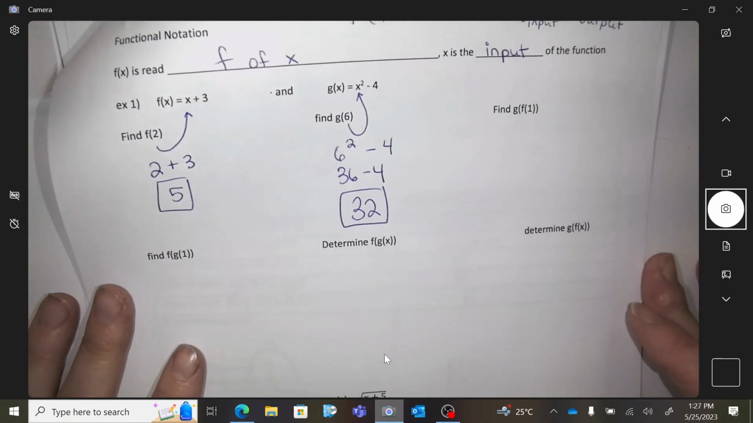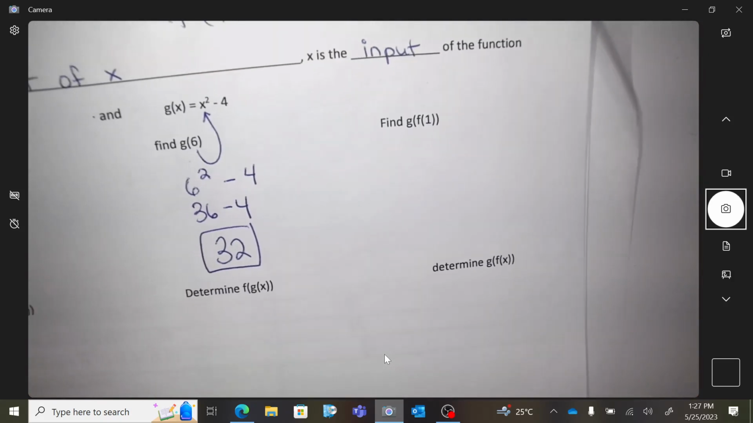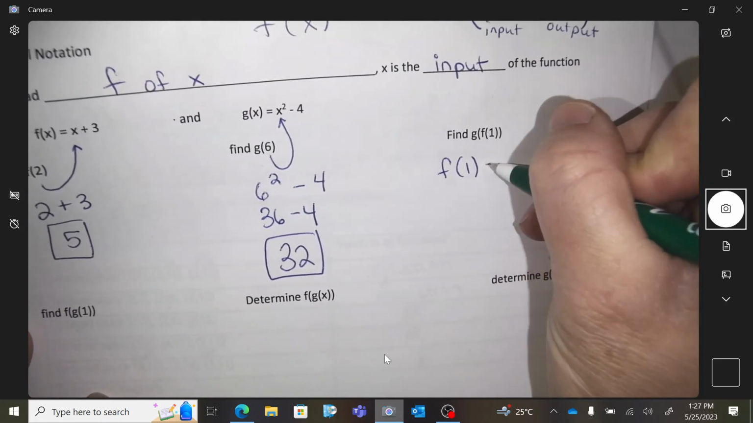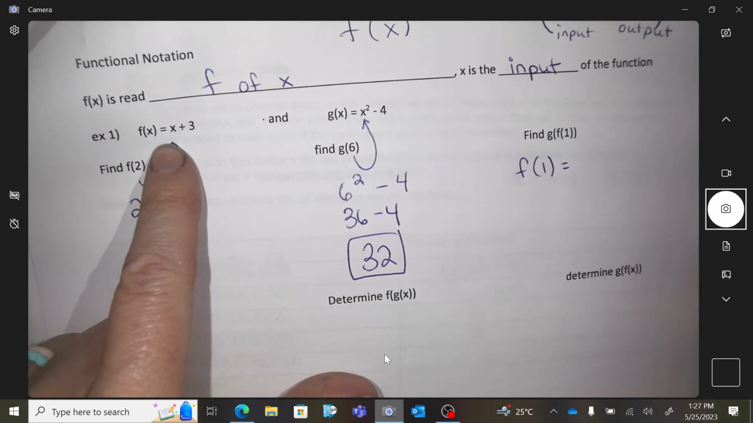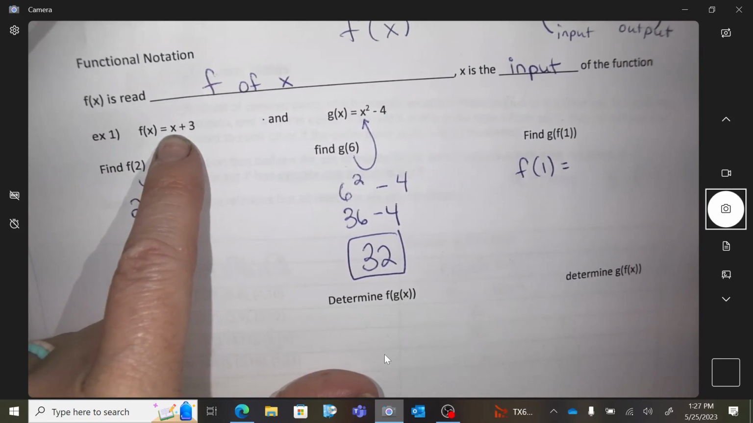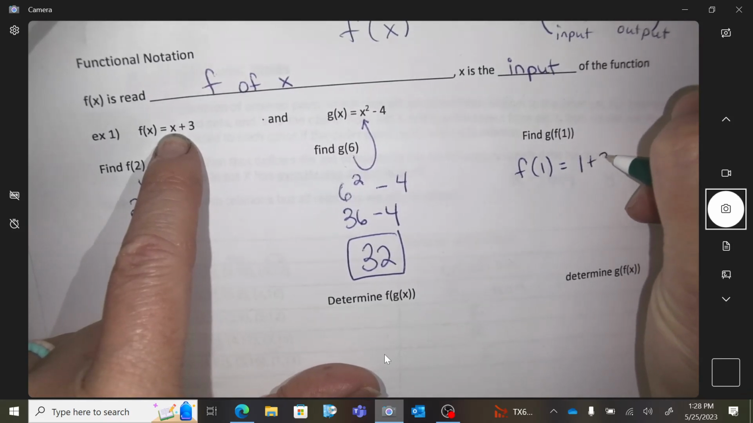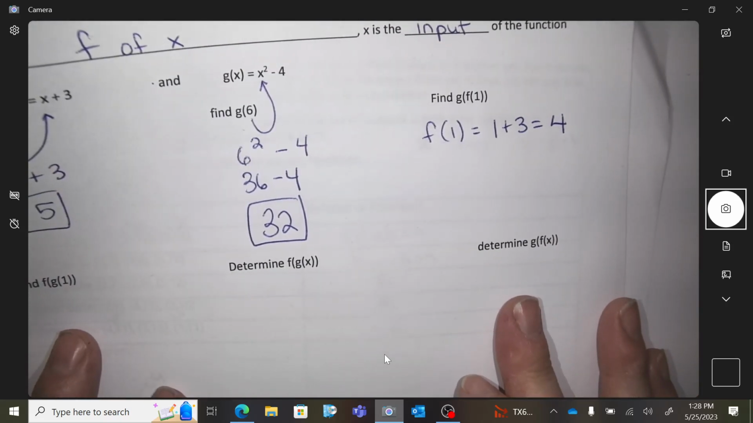Okay, then we get a little bit fancier. G of f of 1. Okay, so we need to do this first. F of 1. Okay, so you're going to go to the f function. Everybody's looking at your f function. I need you to plug a 1 into this. So if you plug a 1 in, you're going to get 1 plus 3 equals 4.